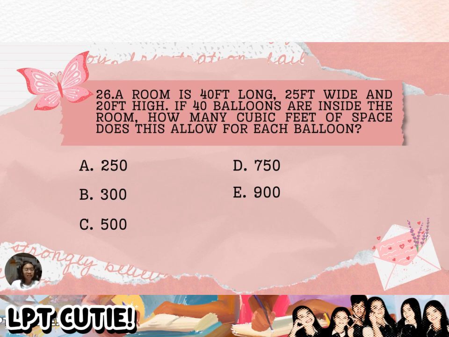For the 26th question, we have here a room that is 40 feet long, 25 feet wide, and 20 feet high. If 40 balloons are inside the room, how many cubic feet of space does this allow for each balloon? We have A 250, B 300, C 500, D 750, and E 900. You can pause this question and solve it in your papers or extra sheets. For the answer, we have letter C, 500. So why is it C?